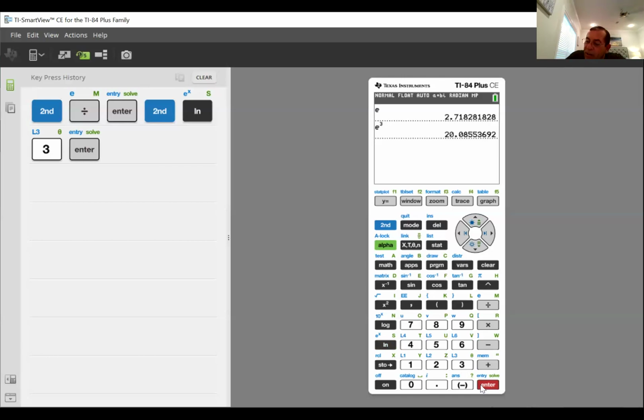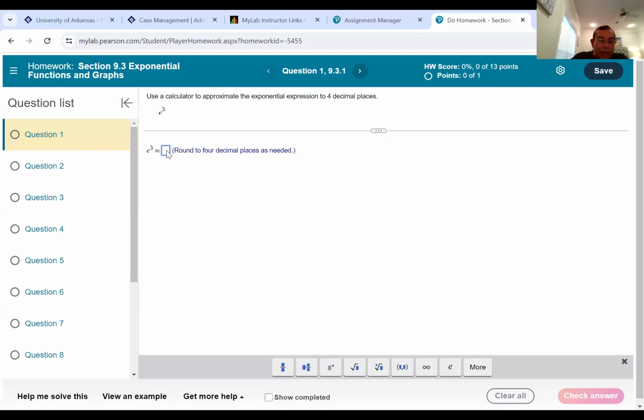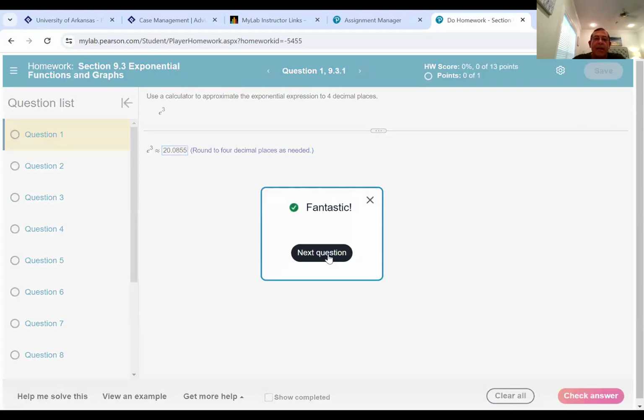So e to the 3rd is approximately 20 point. Now let's see what my 4 decimal places are. I got a 0, 8, 5. The 4th unit is a 5, but it's got a 3 behind it, so we'll leave that a 5. So that'll be 20.0855. All right, y'all. So here, all we do is we put in our answer. Okay, so you round them off to 4 decimal places and then go to the next one.